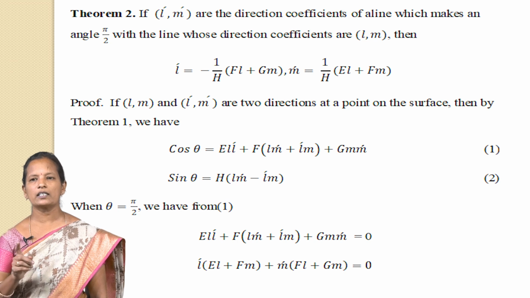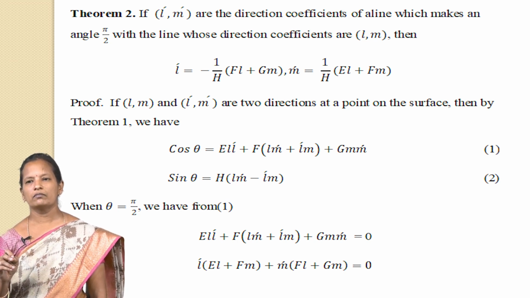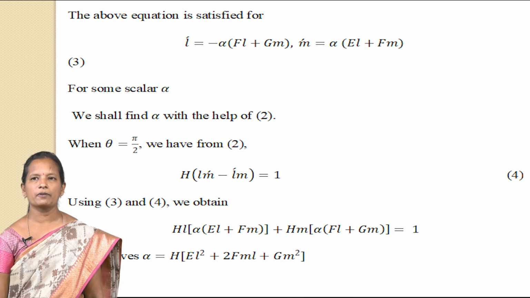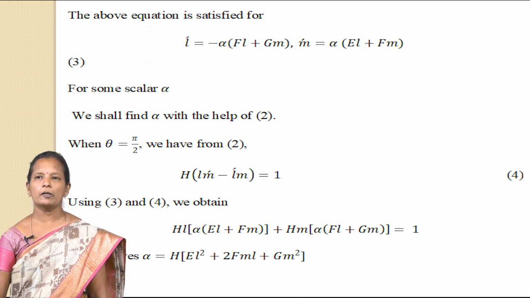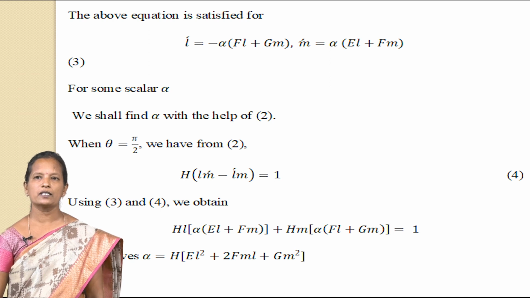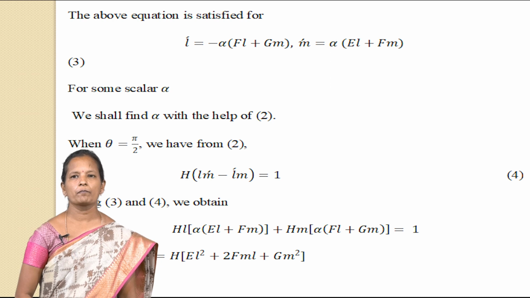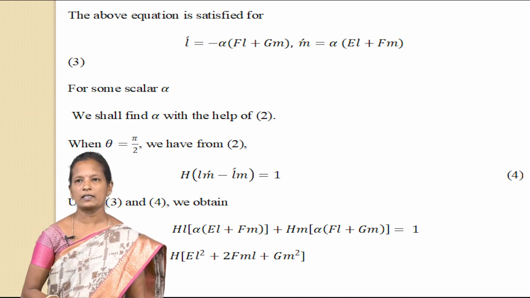So we get L dash into E L plus F M plus M dash into F L plus G M is equal to 0. The above equation is satisfied for L dash. From the above condition, L dash is equal to minus alpha into (FL plus GM) and M dash is equal to alpha into (EL plus FM). That is equation 3, for some scalar alpha. We shall find alpha with the help of equation 2, that is the previous slide.